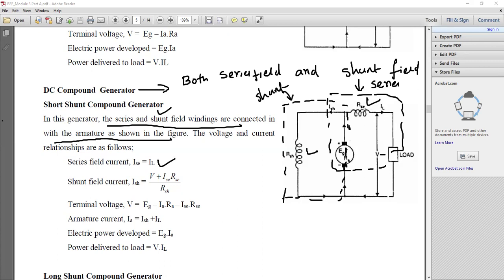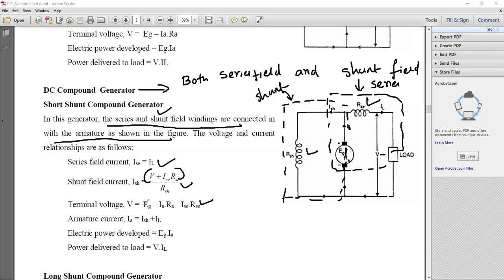You can observe here, the series field current. The current flowing through the series field is equal to the load current, because both are in series. ISH you can apply: ISH is equal to the terminal voltage divided by RSH. What is the induced EMF? Now we can write it like V plus ISC into RSC by RSH. Apart from that, the terminal voltage you can compute.